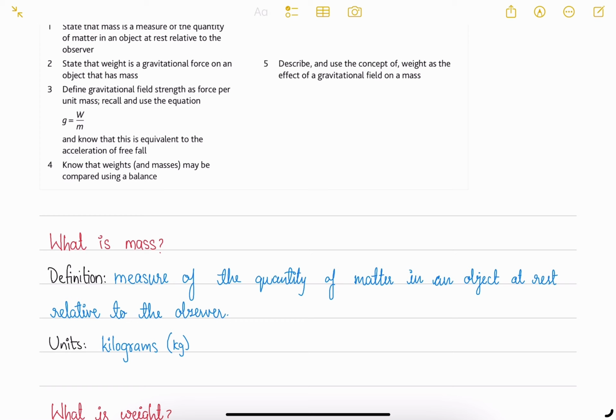Now mass is a scalar quantity. That means it only has a magnitude, there is no direction, and it does not change regardless of the location. So it will be the same on Earth, Moon, Mars, Jupiter. Everywhere the mass of an object will be the same.